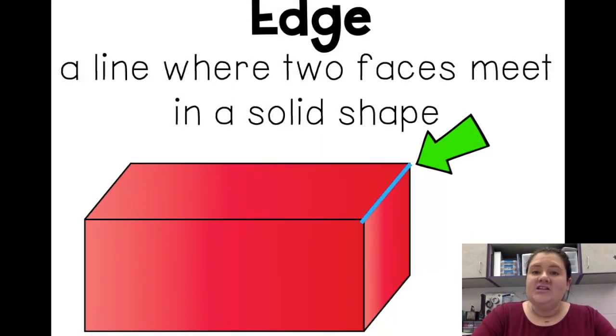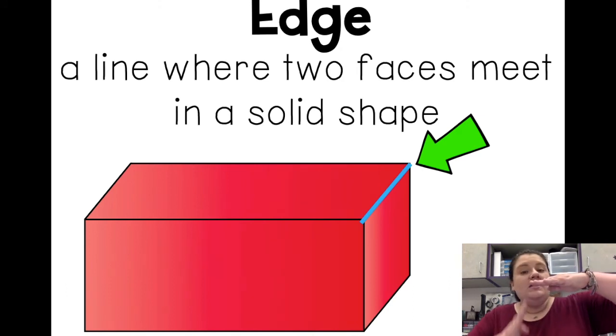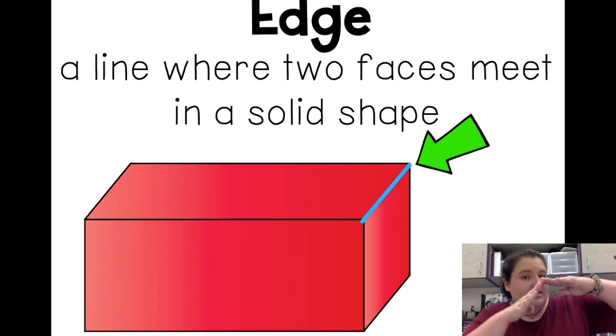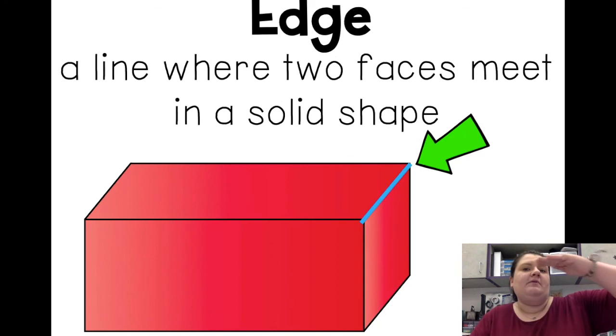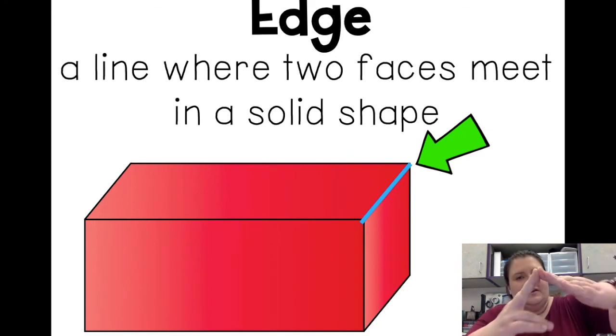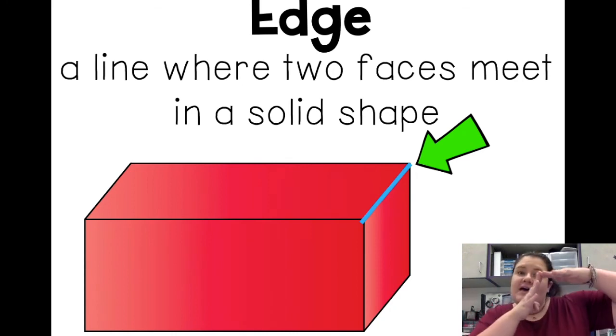Now, an edge is a line where the 2 faces meet in a solid shape. So for example, this is called a rectangular prism, and the rectangular prism is made up of rectangles up at the top, and then there's a square on the side. So where the square and the rectangle meet up, that is going to be called the edge. So if I were to put my hand on the top, then I would put my hand to the side where my 2 fingers are touching. Do you see right there? That would be the edge.